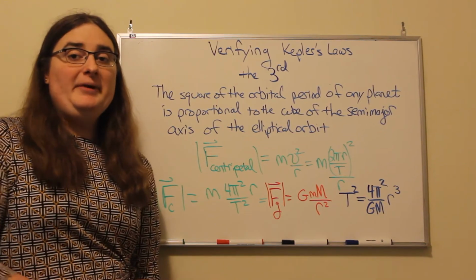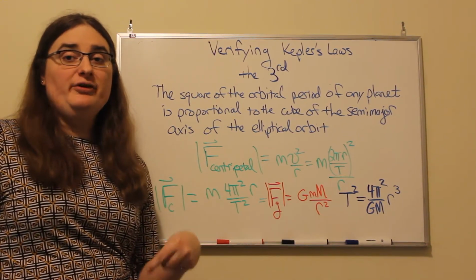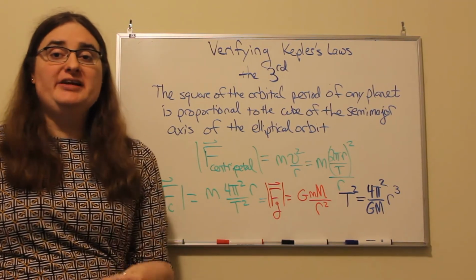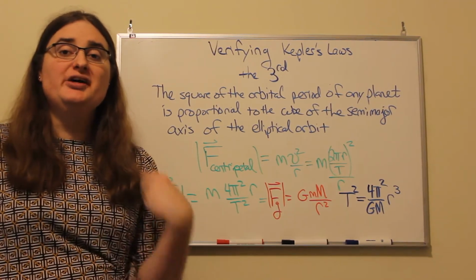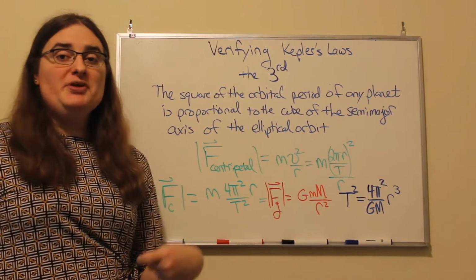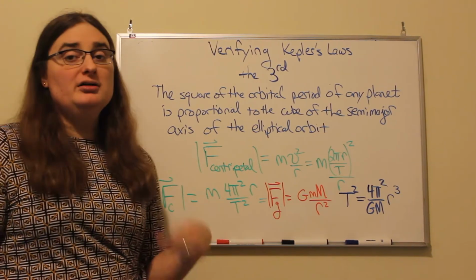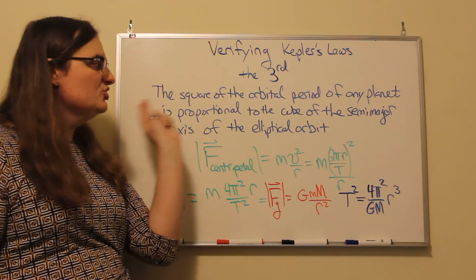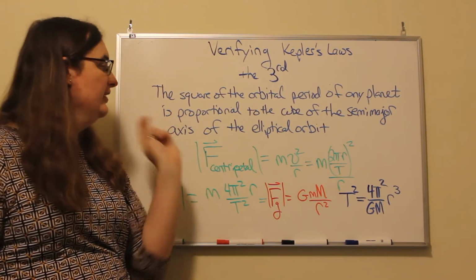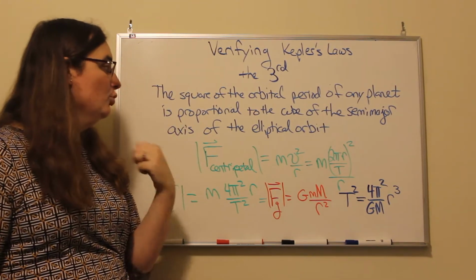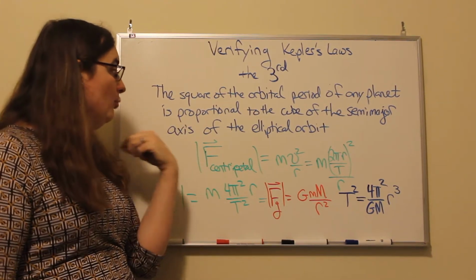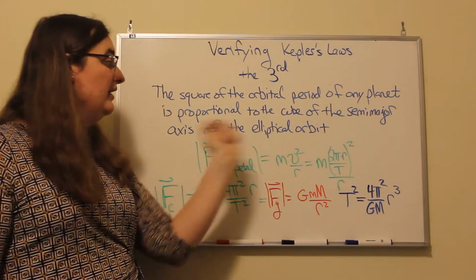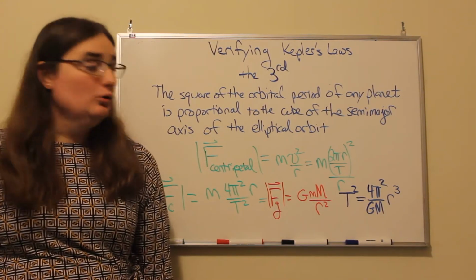Hi, I want to talk about how Newton's theory of gravity gained instant traction by being the first explanation in theoretical physics for Kepler's empirical third law of elliptical orbits. And what Kepler noted was if you take the square of the orbital period of any planet's orbit, it's proportional to the cube of the semi-major axis of that elliptical orbit.